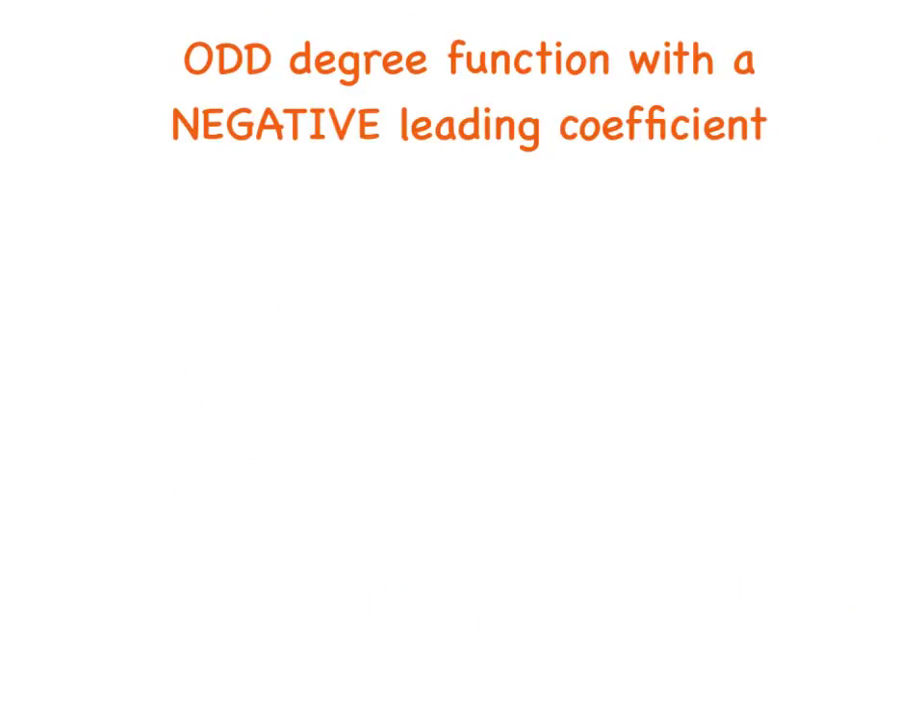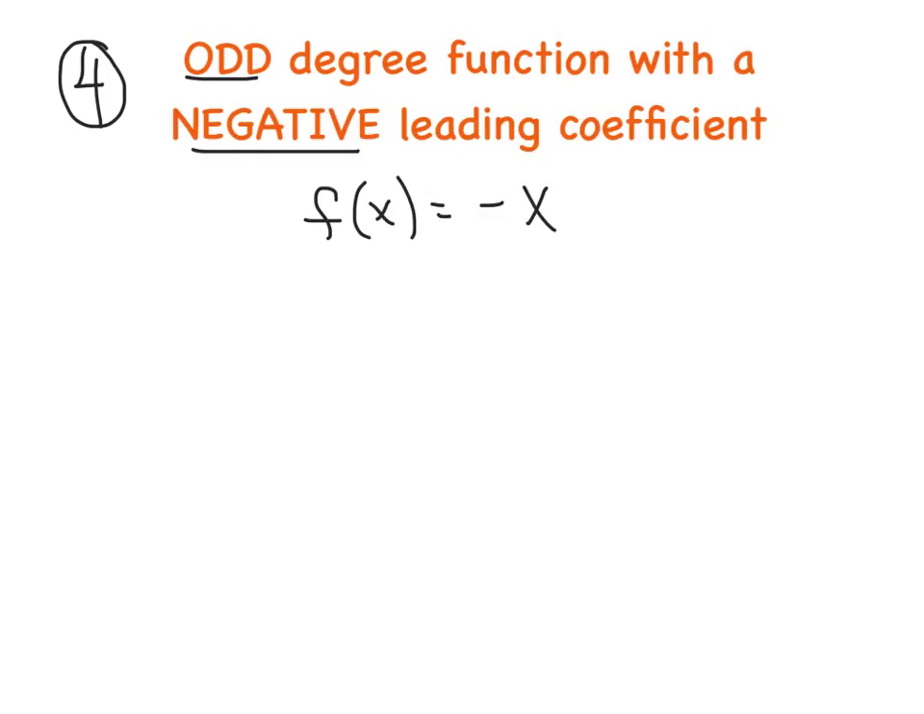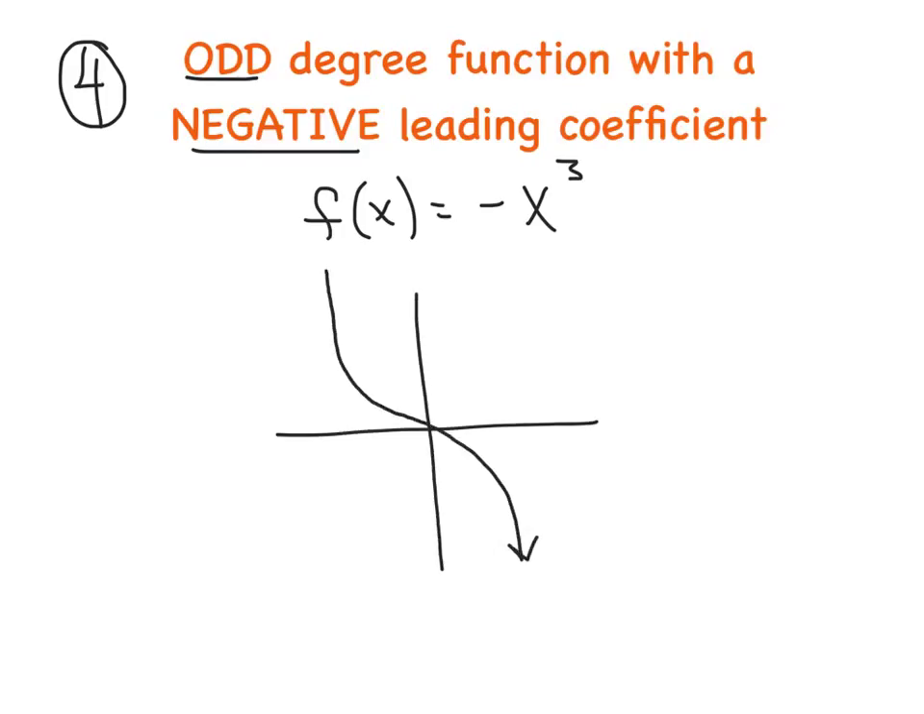Alright, we're cruising right along. Here's our fourth of 4 categories. And I promise you, every single polynomial that we encounter is going to fall into one of these 4 categories. So now let's do odds with a negative leading coefficient. Something like this, negative x cubed. So this is a third degree polynomial with a negative 1 as its leading coefficient. And let's see, this graph is going to behave like this.